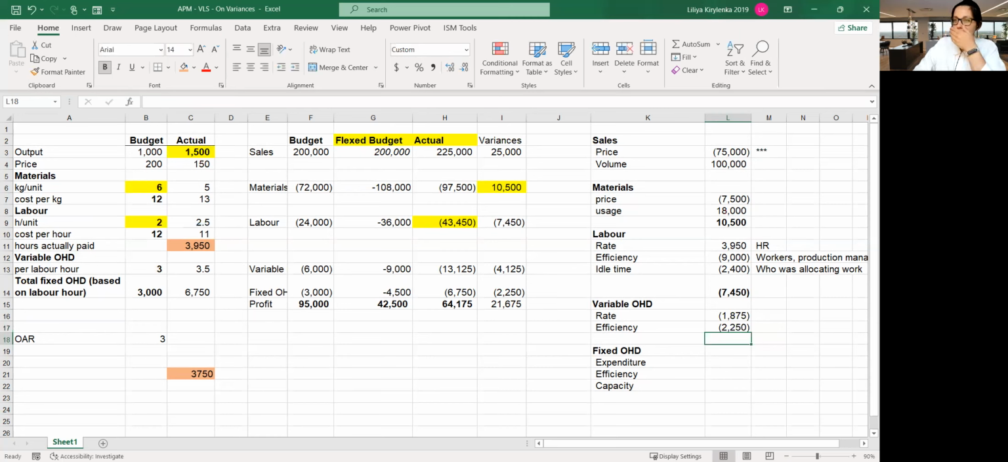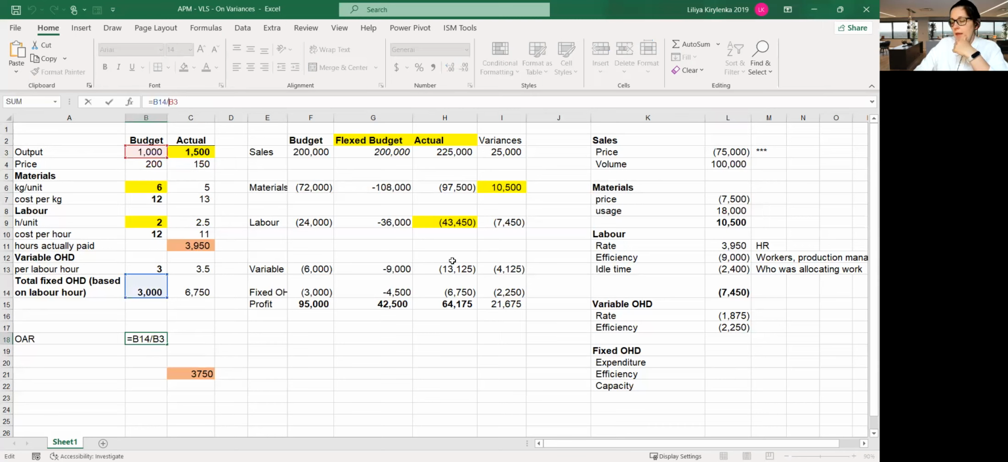Now, when we talk about overheads, let us calculate overheads. So when we talk about fixed overheads, it will depend on what is the costing method that we're applying. So whether we are using marginal costing system or whether we are using absorption costing system. Well, we will look at absorption costing system. So we will find what is the overhead absorption rate. We've already done that. And now let us calculate the expenditure variance.